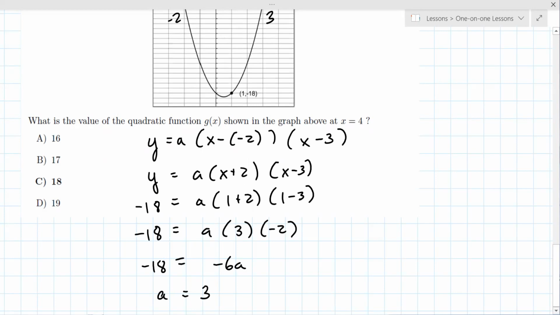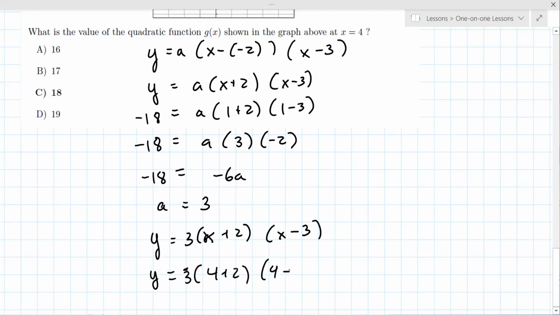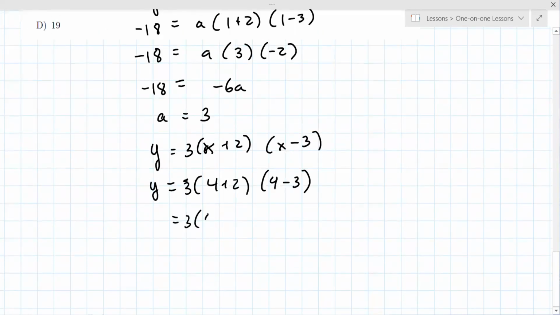So then that's plugged back into the equation. y equals 3, x plus 2, x minus 3, and then you're substituting in x equals 4. So you have 4 plus 2, 4 minus 3. So that's 3 times 6 times 1, which is 18.